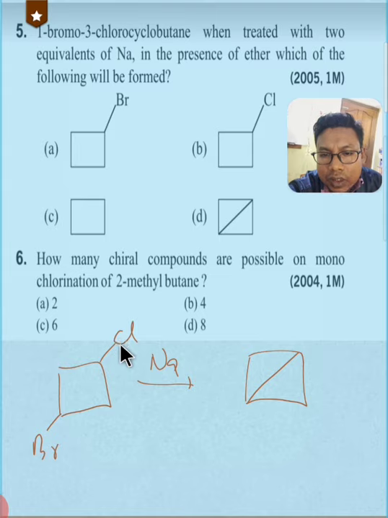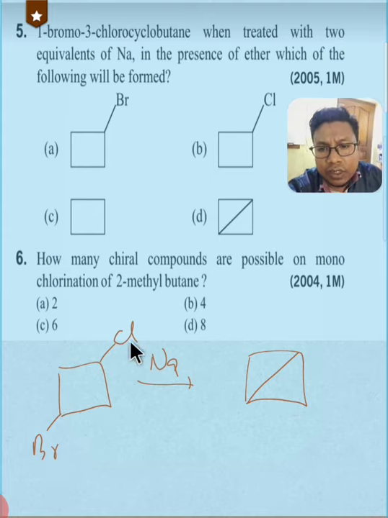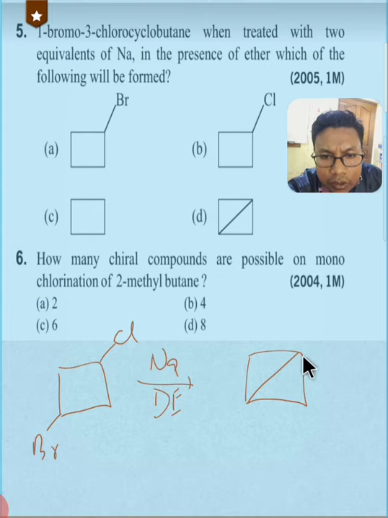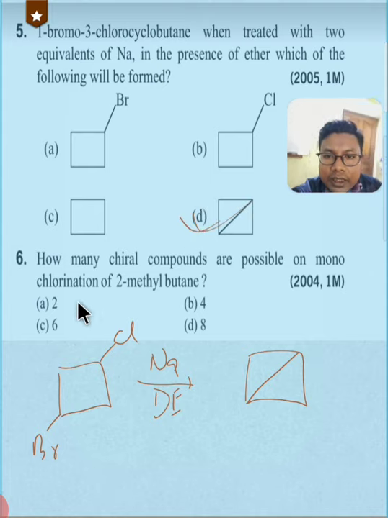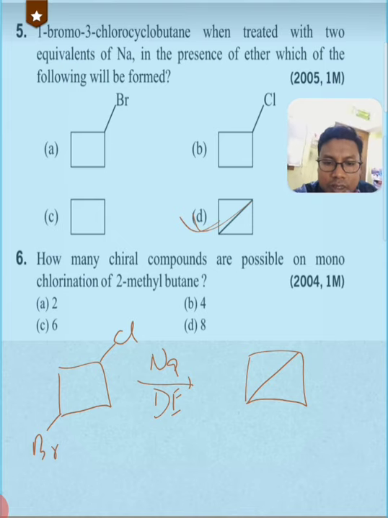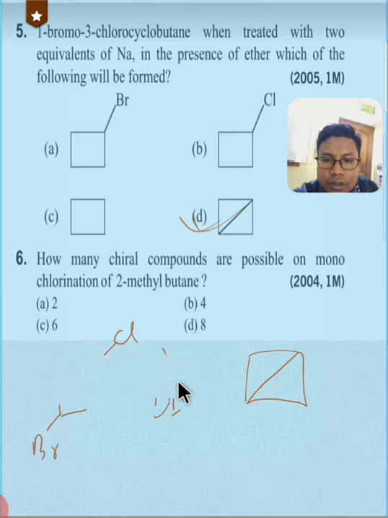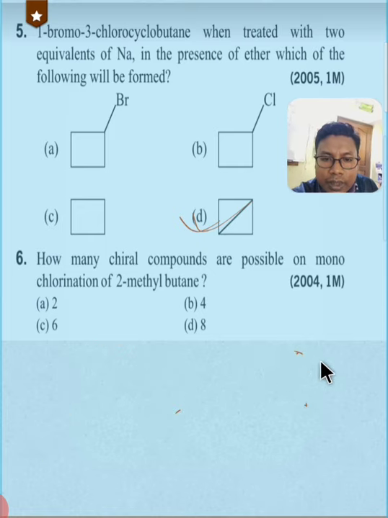and if 2 Br are attached opposite to each other on cyclobutane, then also this will be formed as a product. And if two Cls are attached to the opposite positions of cyclobutane, and if it is reacted with sodium in presence of dry ether, then also this product will be formed. So our answer to this question is simply this one. And I think this is the last question. Okay, this is the last question, and for this let me rough this page.